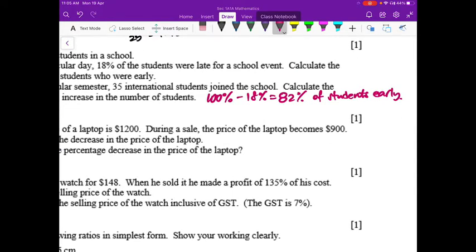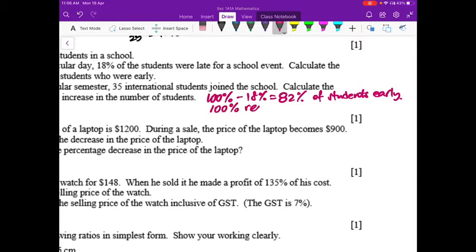Now we're trying to find out how many students are early, right? Okay, so we got one more step to go. Why 800 divided by 100? 800 out of 100 divided by 82. You mean times 82? Yeah, times 82. Right, Jinsei, was that what you wanted to say? Yes, okay.